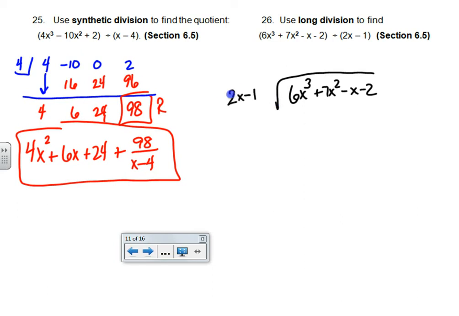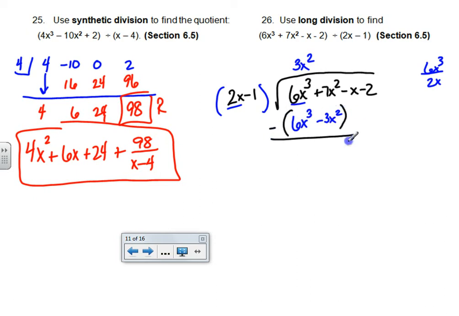We're going to start with dividing this first term by this lead term. 6x to the third divided by 2x would give me a 3x squared. Okay, the next step is to multiply. Remember that 3x squared is going to get multiplied by everybody here. So that gives me a 6x to the third and then a minus 3x squared. The next step in long division is to subtract. The first term should always cancel out. 7 minus negative 3 is really 7 plus 3, so it's 10x squared. And then bring down the next term.